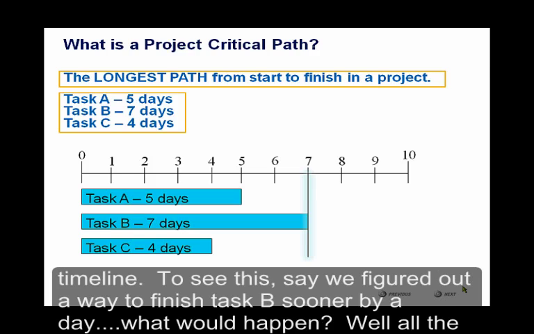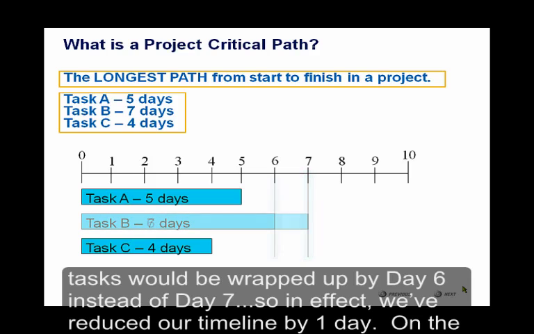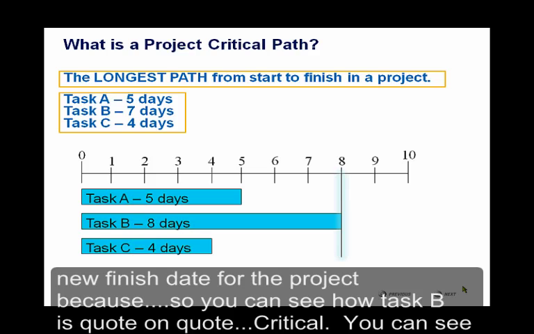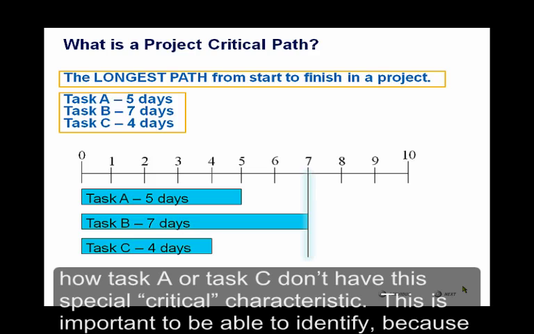To see this, say we figured out a way to finish task B sooner by a day. What would happen? Well, all the tasks will be wrapped up by day 6, instead of day 7. So in fact, we've reduced our timeline by 1 day. On the other hand, let's say there was a delay for some reason to task B, and it ends up taking 8 days. Now 8 becomes the new finish date for the project. So as you can see, task B is quote-unquote critical. You can see how task A or task C doesn't have this special critical characteristic.